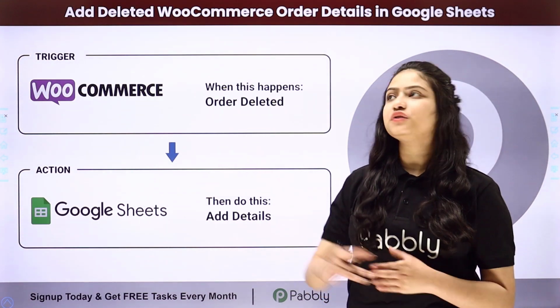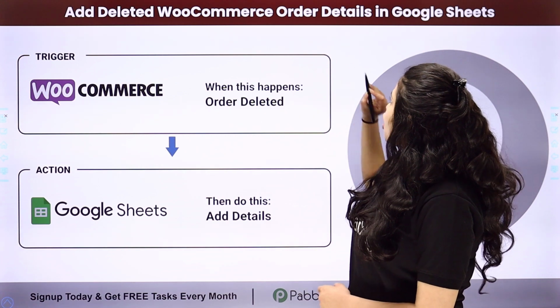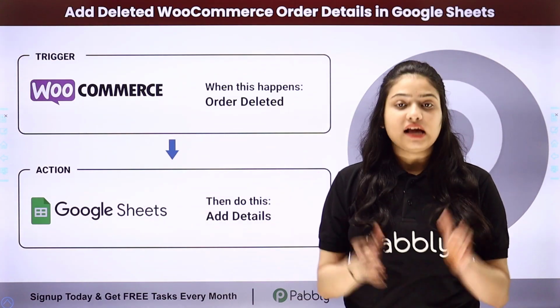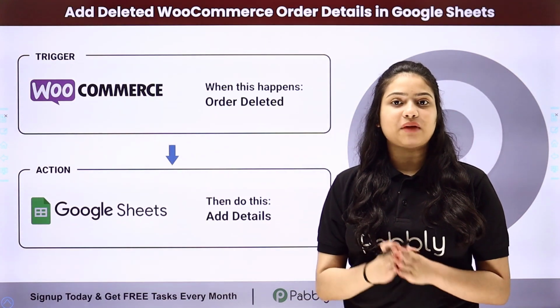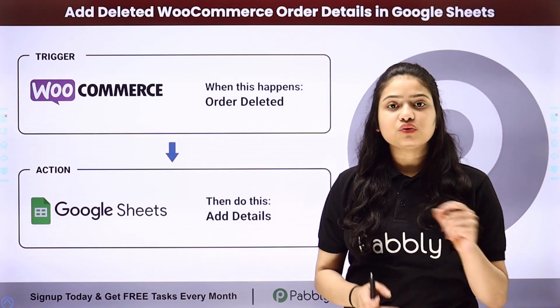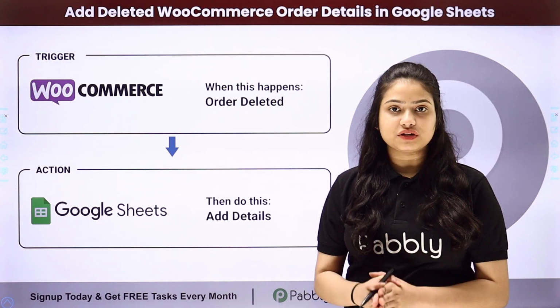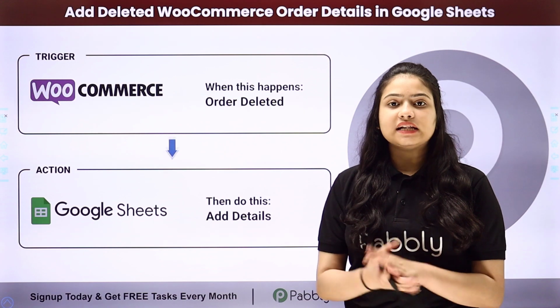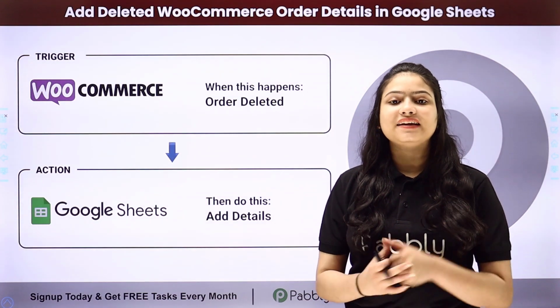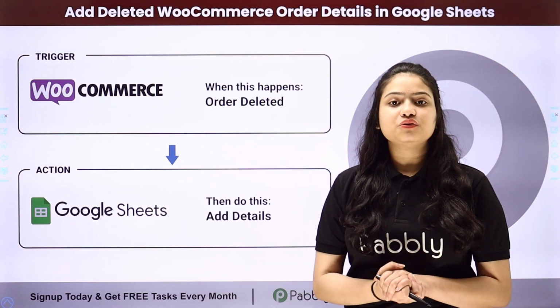In this video, we are going to learn how to add deleted WooCommerce order details in Google Sheets. Let's suppose I'm using WooCommerce for selling my products, and now I want that as soon as an order is deleted in my WooCommerce store, automatically all the details related to that deleted order should be added in my Google Sheets so that I will be able to create a record.